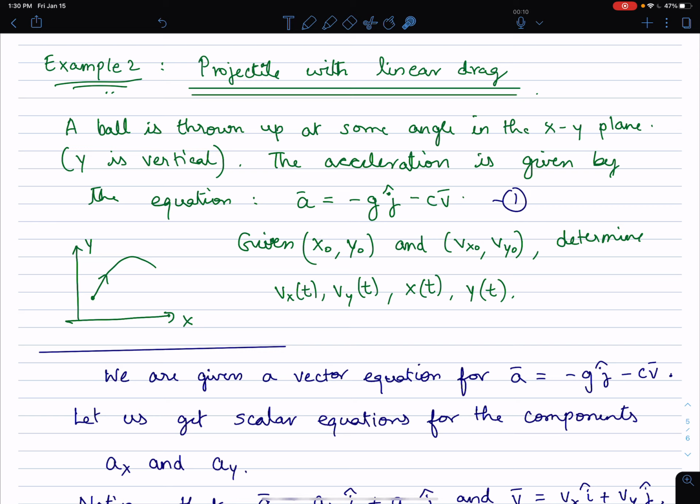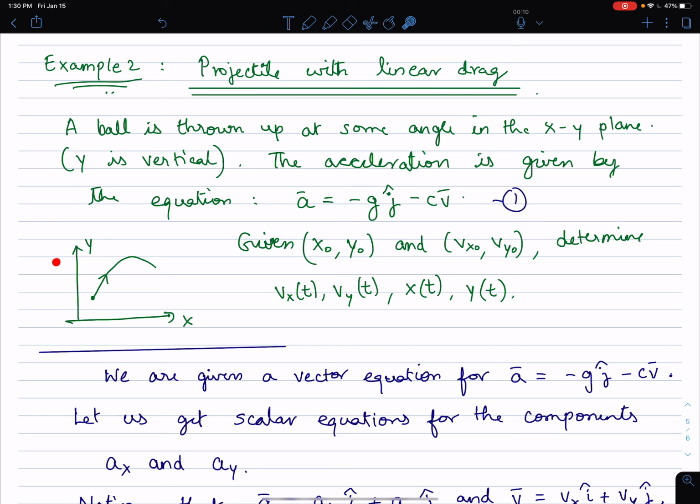A ball is thrown up at some angle in the xy plane. So we are ignoring z, which is perpendicular to the plane. We are just observing the ball moving in the xy plane, and y is the vertical direction. The acceleration is given by the equation, so this is given to you: a equals minus g j. j is the vertical direction, and the acceleration in the vertical direction has a component due to gravity, a minus g j.